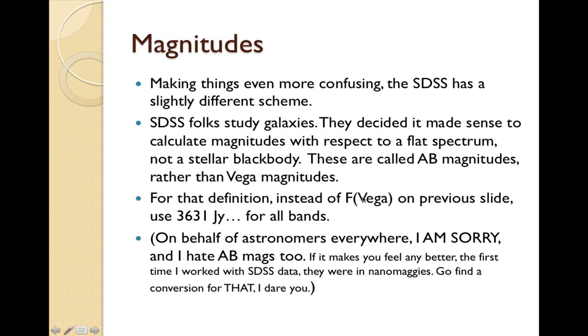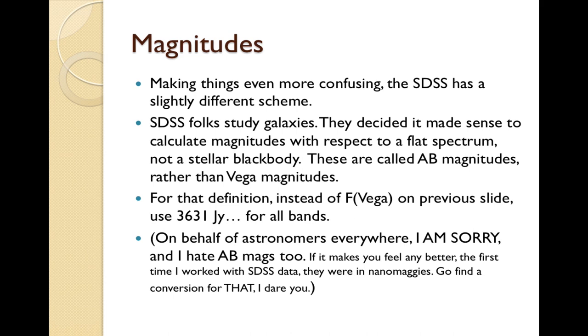And so for that definition, instead of F Vega in the definition of magnitudes, use 3631 Jansky for all bands. I'm sorry, this is a pain in the butt. I hate AB magnitudes because I am not an extragalactic astronomer. It is a giant pain.